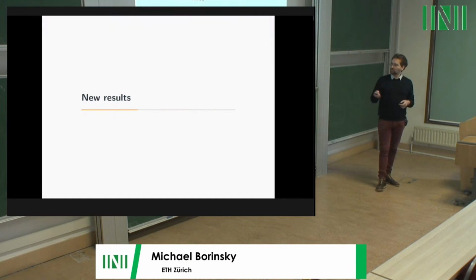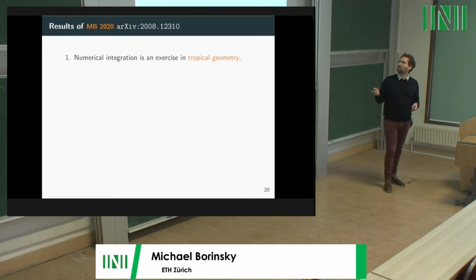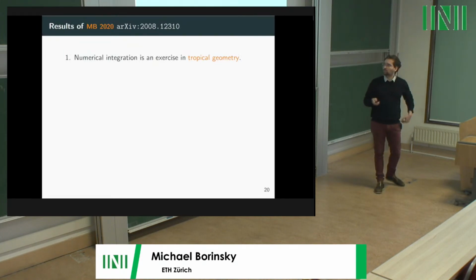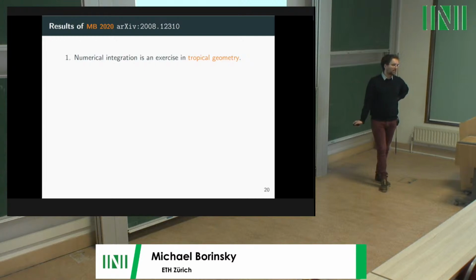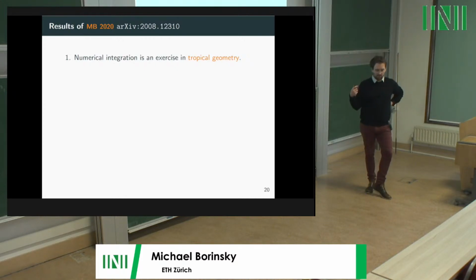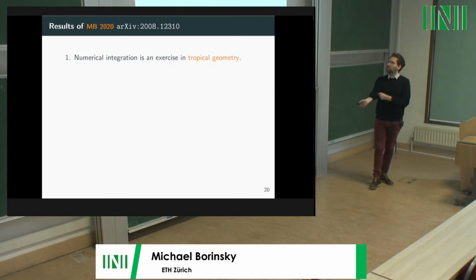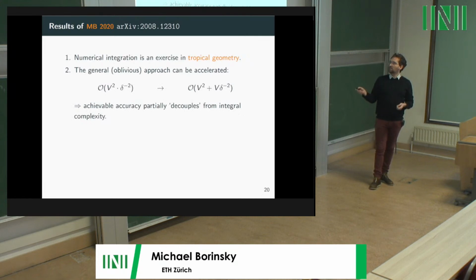So this now finally brings me to the new results of this work from 2020. Not quite so new anymore. The first lesson from this work was that numerical integration is actually an exercise in tropical geometry. Tropical geometry can be used to perform this numerical integration and also to formalize this blow-up problem. The second result is that this general approach can be accelerated from this v squared times delta to the power of -2 scaling to a more favorable v squared plus v times delta to the power of -2. So the achievable accuracy from the integration partially decouples from the complexity of the integral.